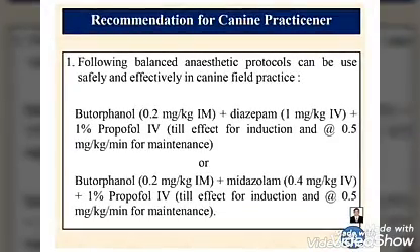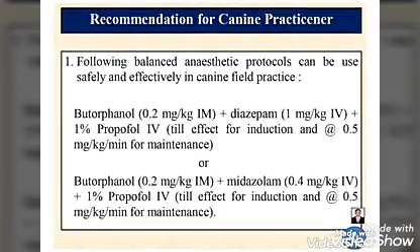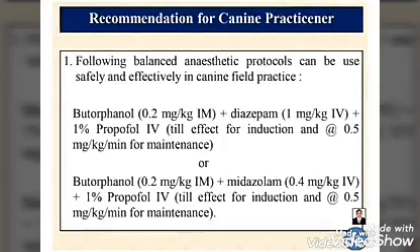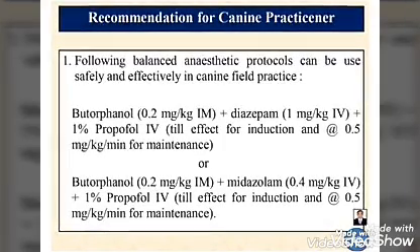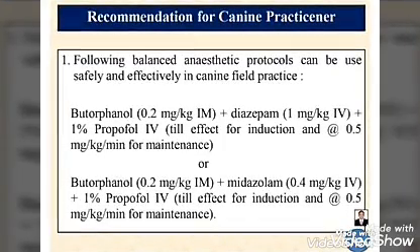So finally, the recommended balanced anesthetic protocols can be safely and effectively used under field conditions in canine patients.